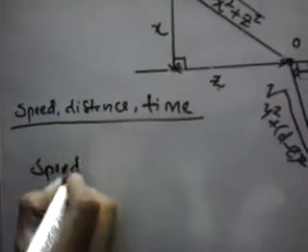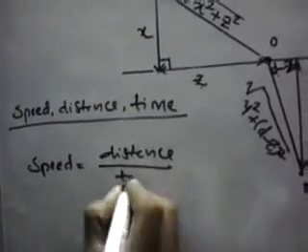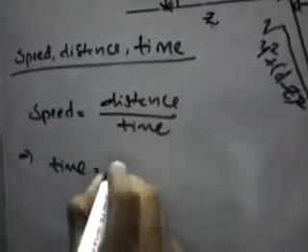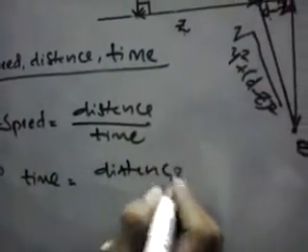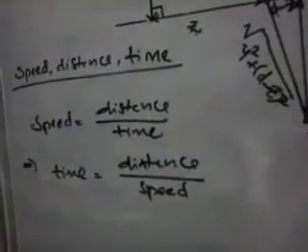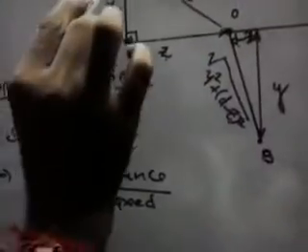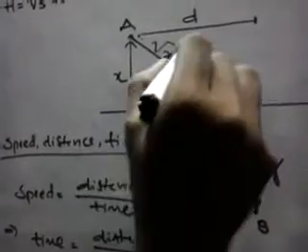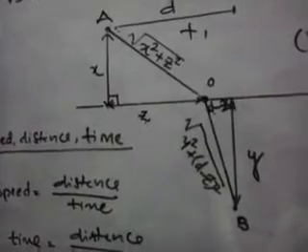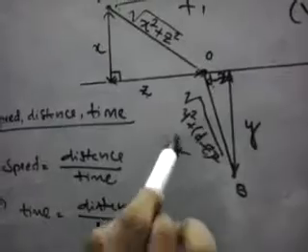Speed is equal to distance over time. That implies time is equal to distance over speed. Now we are going to calculate the time taken by the light ray to travel from A to O. Let us assume this time as T1, and the time taken by the light ray on refraction to travel from O to B is called T2.